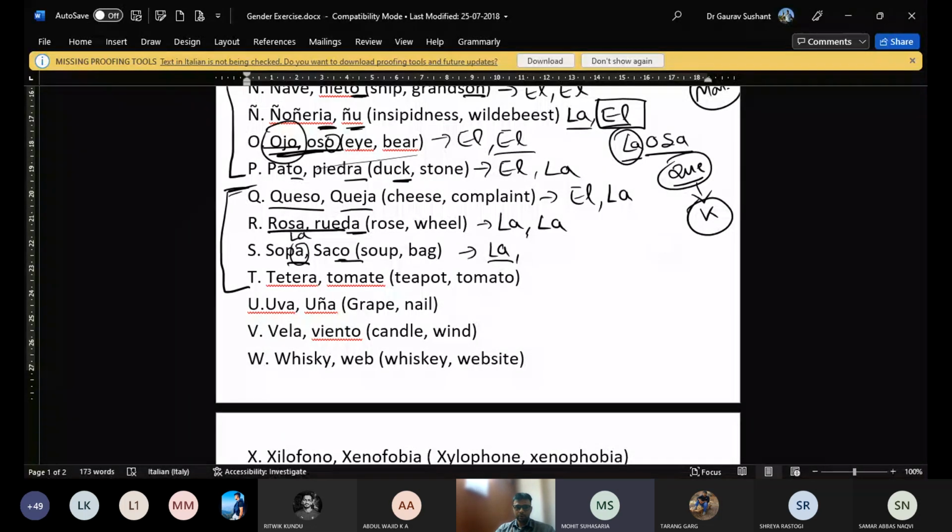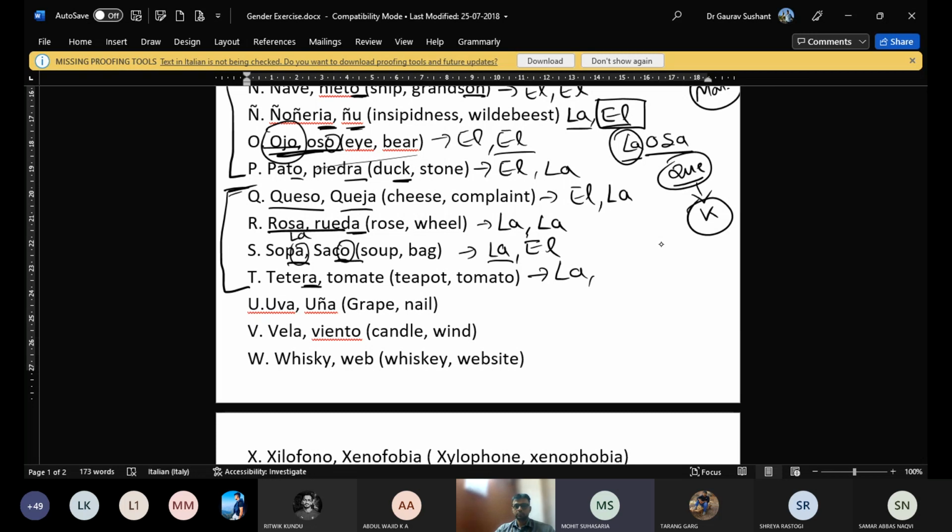Okay, so that will be La sopa. And this one, El saco. El saco. And then the next one, number T, La tetera. La tetera. Good.